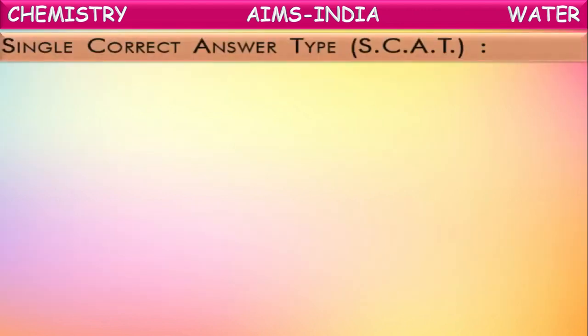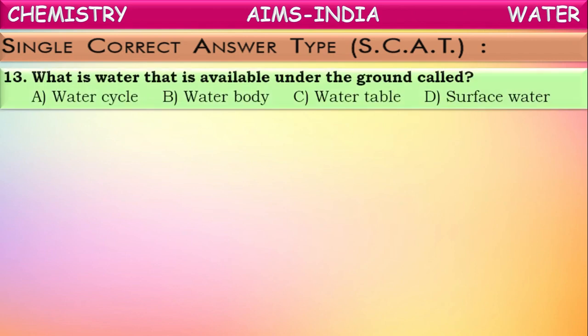Next one, next let us talk about single correct answer type questions. See the first one. What is the water that is available under the ground? Yes, the water which is available under the ground is called groundwater or water table.